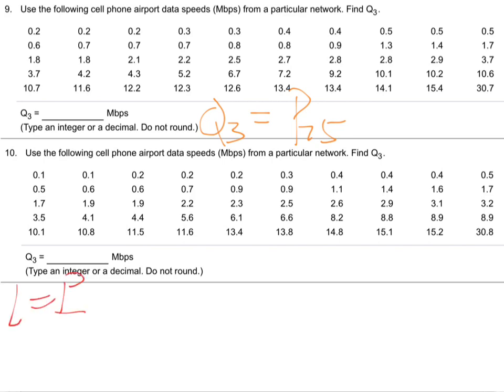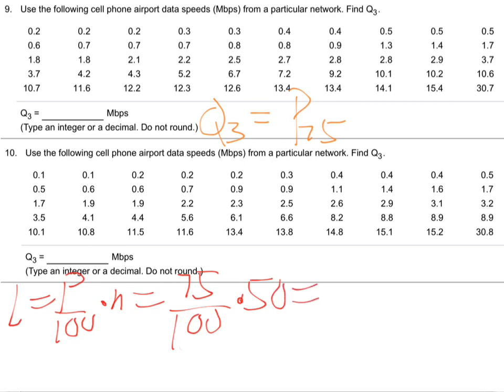L equals P over 100 times N. P is 75, right? Into the third quarter, 75% of the way through the game. Over 100 times 50. Does it come out 37.5? So what do we do when it comes out a decimal? So you round up. Round up to 38.